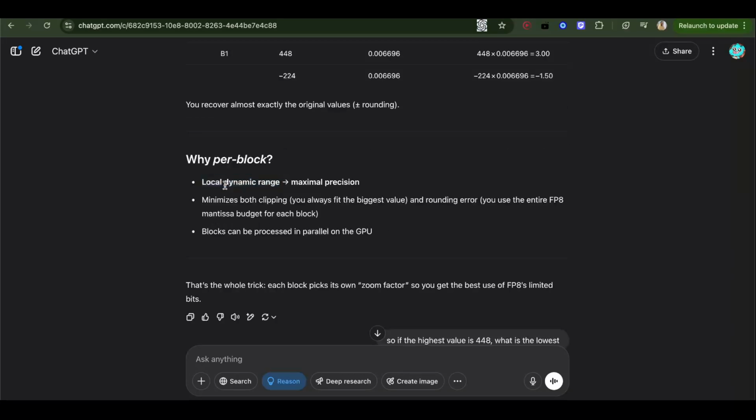So we have a local dynamic range. That just means that instead of using the same scale for the entire tensor and coming up with issues, the scale not properly fitting all of the range, we instead divide it into blocks, and for each block we have a scale. That's why they call it dynamic range. It's calculated for each block.